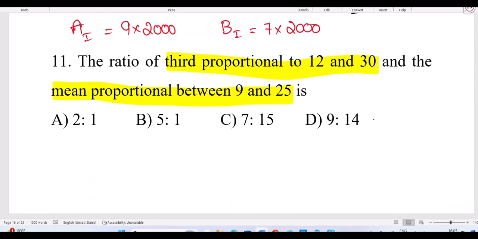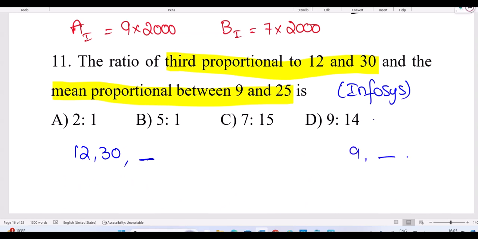This is given in Infosys. The same question asked, you can check in Google, you will find it in Infosys. Now for 12 and 30, third proportion means this one you need to fill. For 9 and 25, mean proportion means the middle one you need to fill.